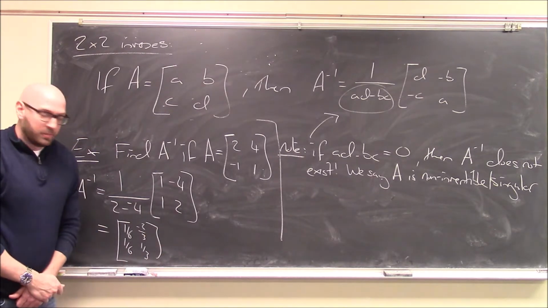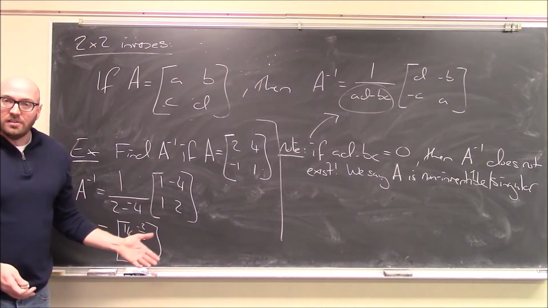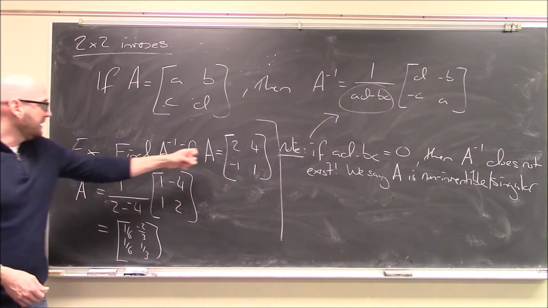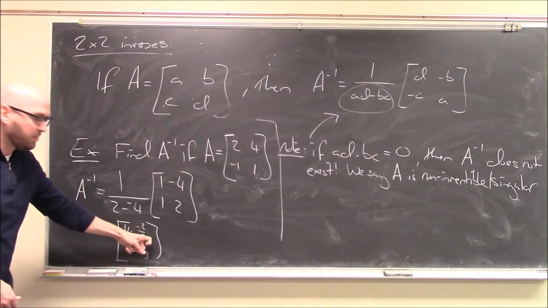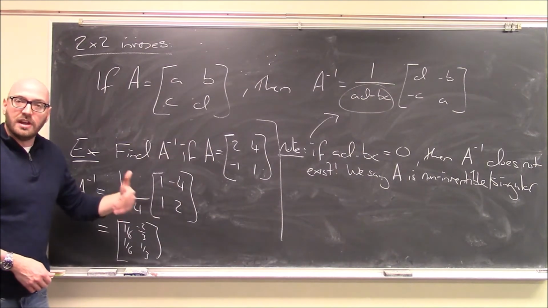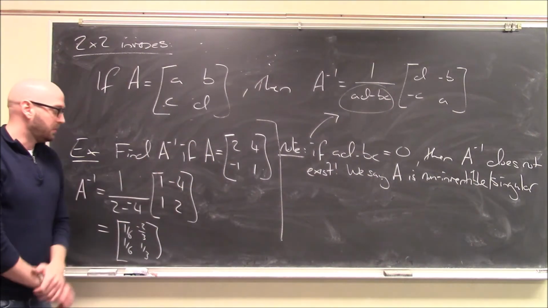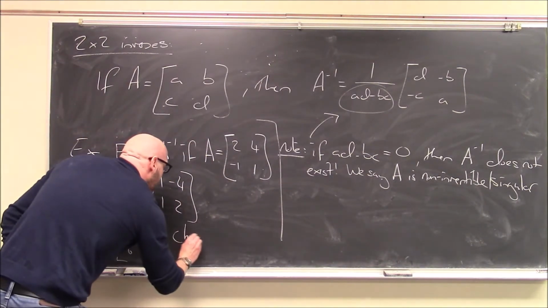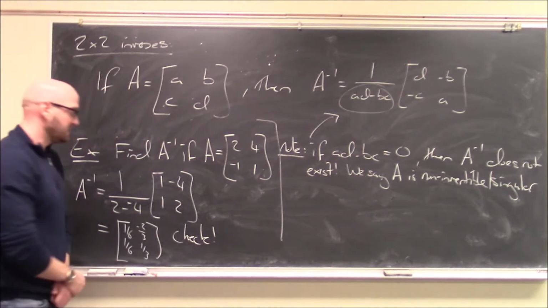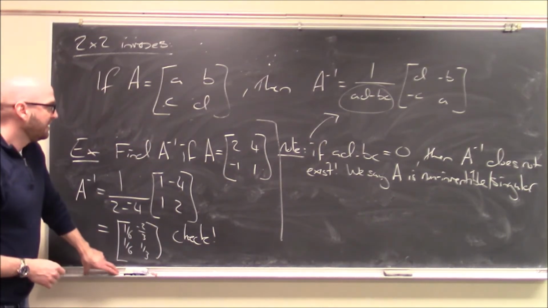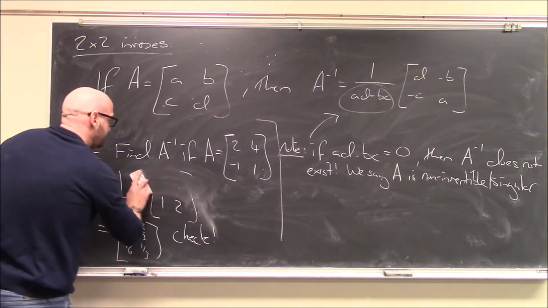And I'm running out of space, but I would urge you now to check this. Check that when you multiply A, this original matrix, by this one, on either side, that you get the 2 by 2 identity matrix, 1, 0, 0, 1. So I leave this to you, but check that it actually works as an inverse. And let's just do one more.